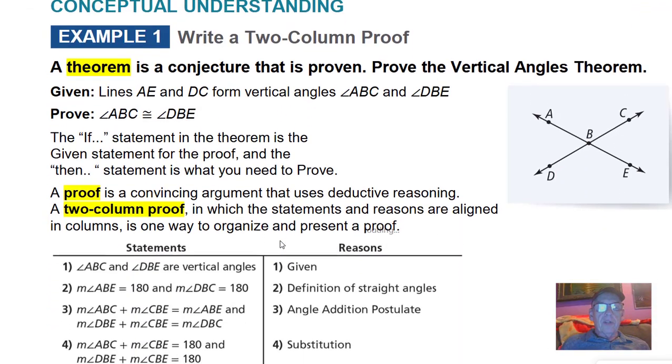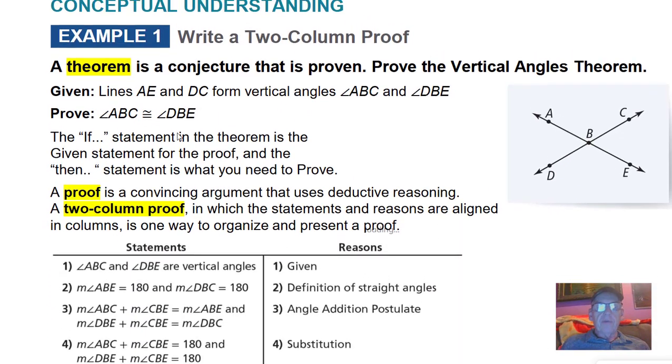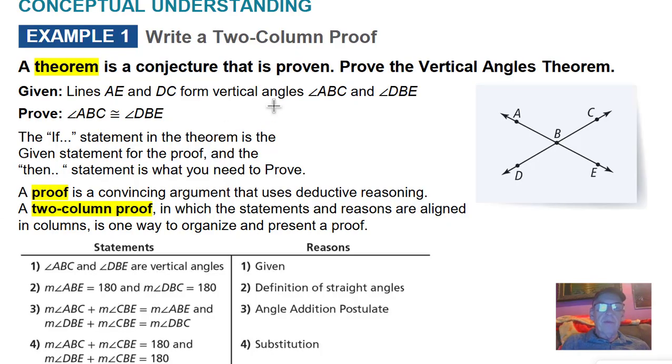Okay, conceptual understanding. So this starts our proof. We want to write a 2-column proof for the vertical angles theorem. A theorem is a conjecture that's proven. Prove the vertical angles theorem. So they're giving us information: lines AE and DC form a pair of angles, ABC and DBE. They also form these other angles, but we're going to focus on these. So we want to prove that those two angles are congruent to each other.